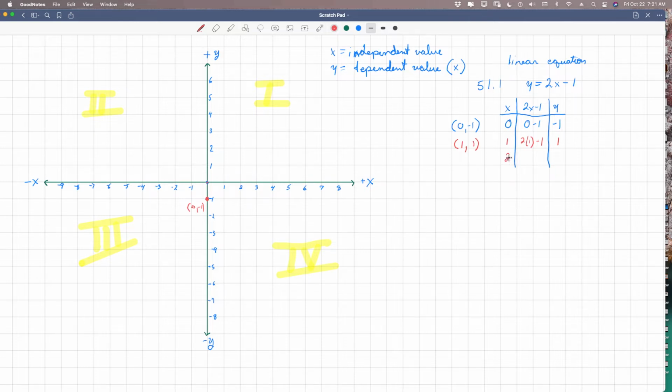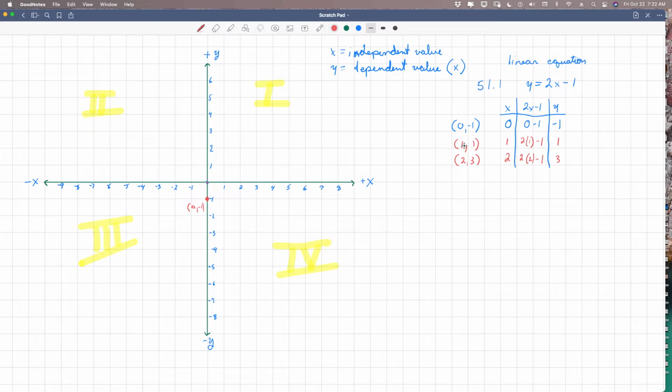We can pick whatever we want. It's an independent value. It doesn't matter. We could say this was 7 if we wanted to. That'd be fine. But if we choose 1, we put it into this function machine, we get 2 minus 1. Y has to be 1, because that's what the equation tells it has to be. Now, if we select 2 as our x, we would substitute in 2 times 2 minus 1. 2 times 2 is 4, minus 1 is 3. So our point here would be 2 and 3.